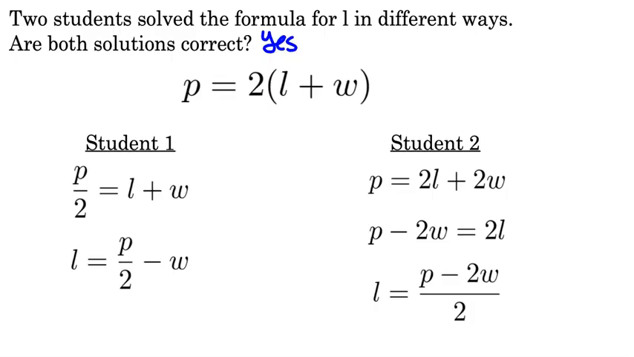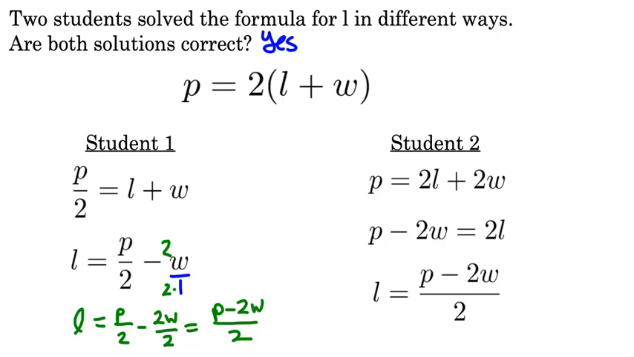How can we check to see if they are truly the same? And this comes down to our ability to work with fractions. So let's say we took the answer on the left side and we put W over 1 and we wanted to combine those two terms. Well, we can do that with a common denominator. So 2 multiplied by 2 on the numerator and the denominator. So this would become P over 2 minus 2W over 2, which is P minus 2W over 2.